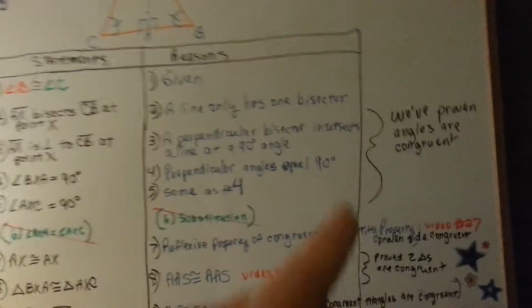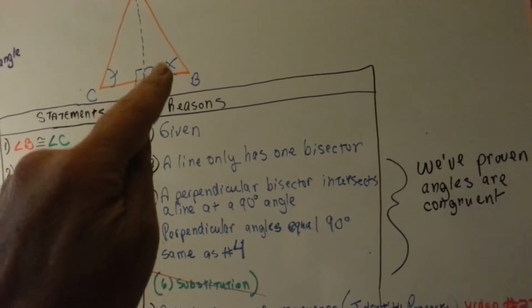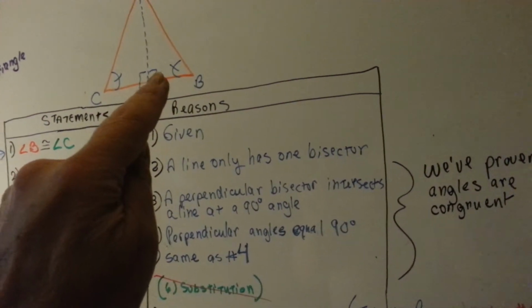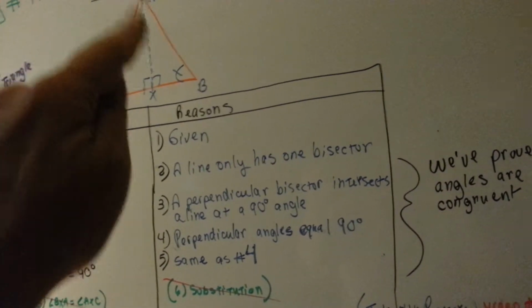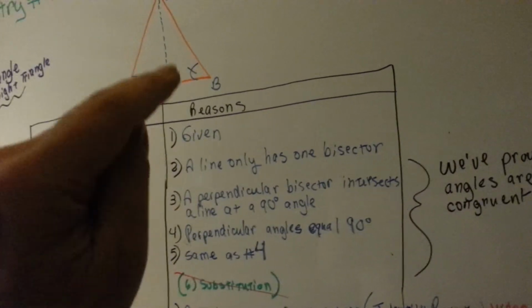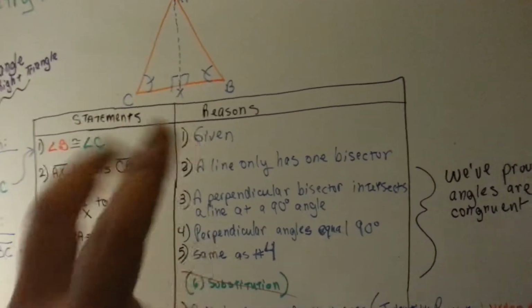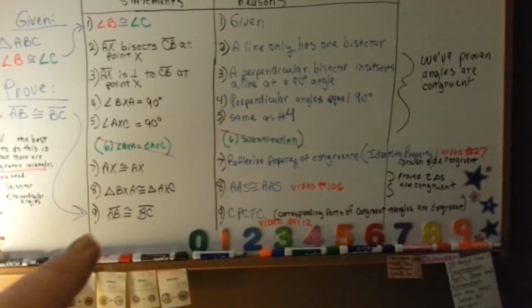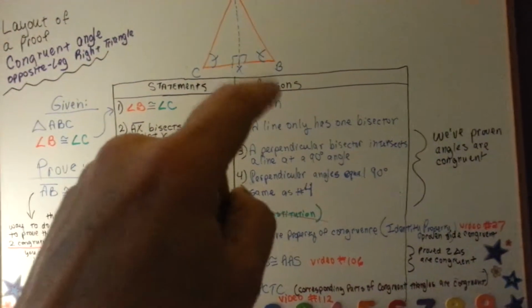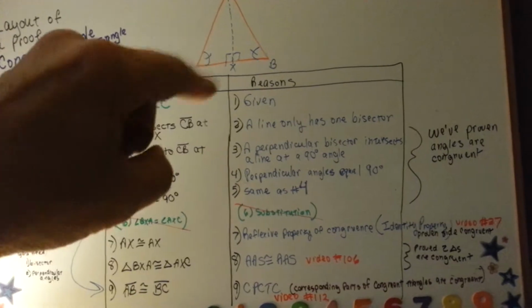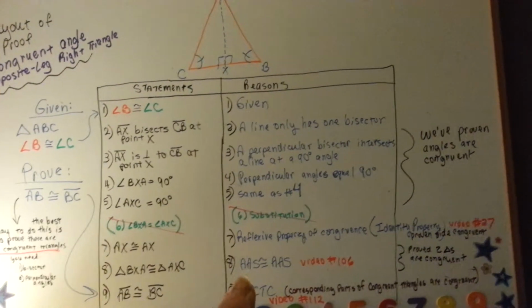So guess what? Now we've proven that this triangle has a corresponding angle that's congruent to this triangle, and now we've proven that they have a side that is also congruent. So now we have an angle and a side in two triangles that are congruent. I hope you see where I'm going with this. So now we can say that triangle BXA, the one on the right, is congruent to the one on the left because of angle side.